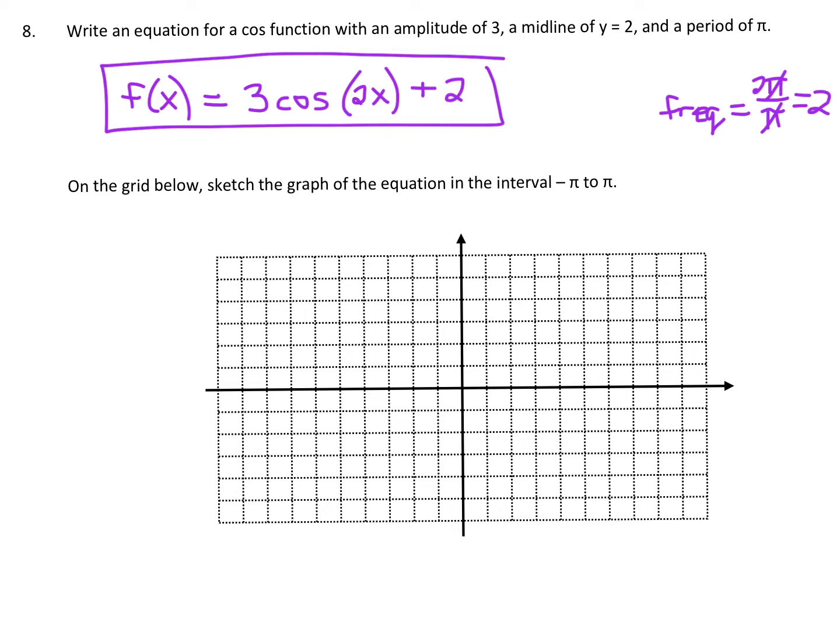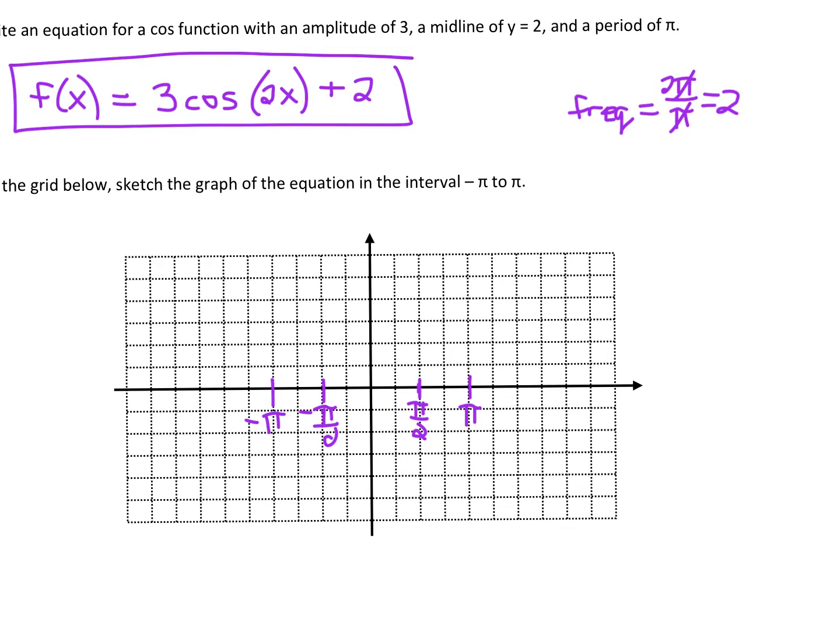Okay, so now the second part wants us to graph this function on the interval from negative pi to positive pi. All right, so I'm going to first just label my x-axis. I'm going to jump 2 boxes up from 0 and label that pi over 2. 2 more boxes and label that pi. And then I'm going to do the same thing in the negative direction. Now, before I label my y-axis and before I decide how I want to graph this, I'm just going to pick out some important features. Let me give myself a little more room over here.